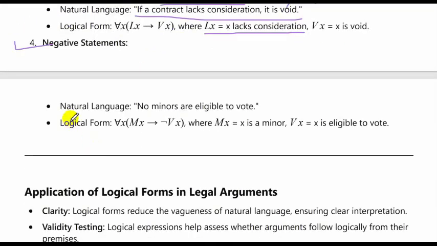Negative statements. Natural language: no minors are eligible to vote. So for no, again we'll use the universal symbol. For all X, we read this as for all X, if X is a minor, then X is eligible to vote, and then we negate it because we say no minors are eligible to vote. So we are always writing it as positive, X is eligible to vote, and then we put a negation symbol to represent not eligible to vote.